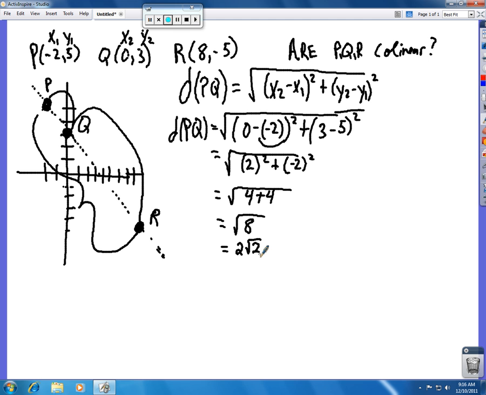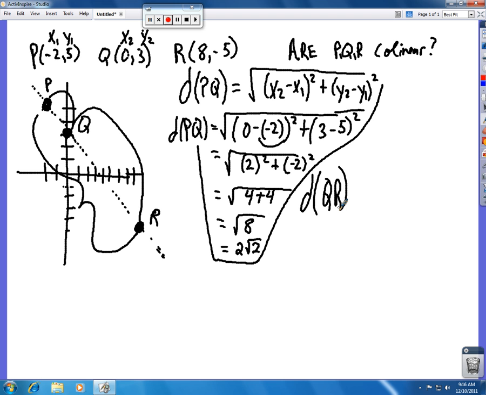Now we're going to have to do a couple more distances. So let's box that in so we don't get it mixed up with anything. Do the distance from Q to R, one of the other segments. This segment right here. And we just calculated that distance, which was 2 root 2. And this time we're going to let Q be x1, y1, and let R be x2, y2 for our formula that we're plugging into here.